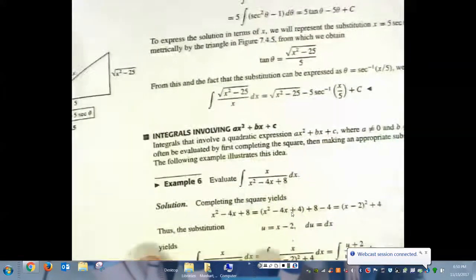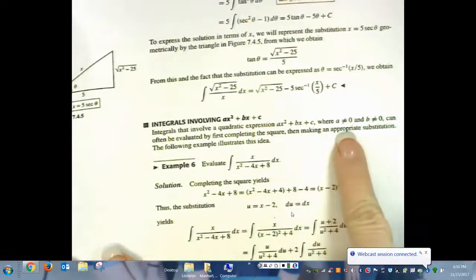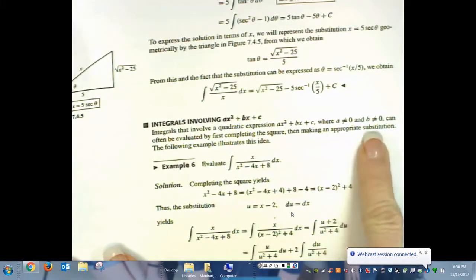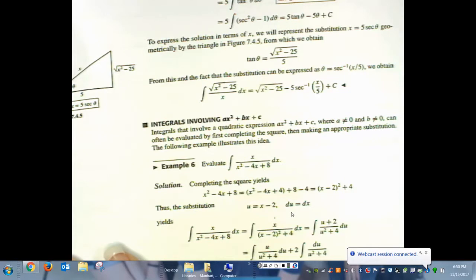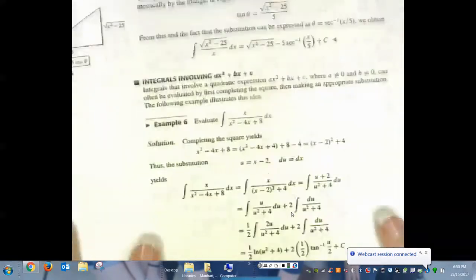The other problem that we talked about in class involved completing the square. And that problem is example 6. It says integrals that involve a quadratic expression where a is not 0 and b is not 0 can often be evaluated by first completing the square and then making an appropriate substitution, which could be just basic u substitution, by the way. It doesn't necessarily have to be a trig substitution, as you can see in this problem.